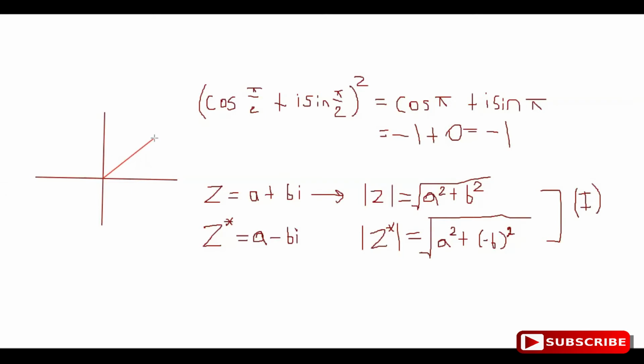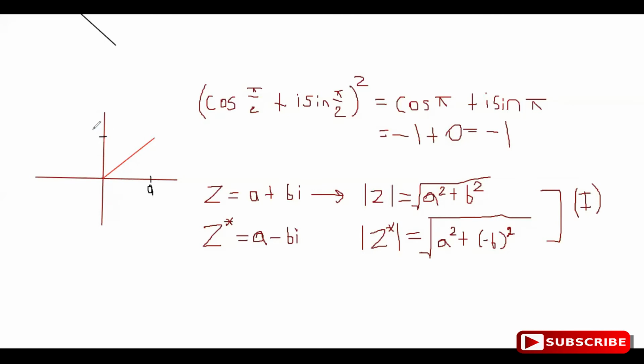That's your complex number z. That's a plus bi. Now your complex number z star is going to be a minus bi. So this is A and this is B.